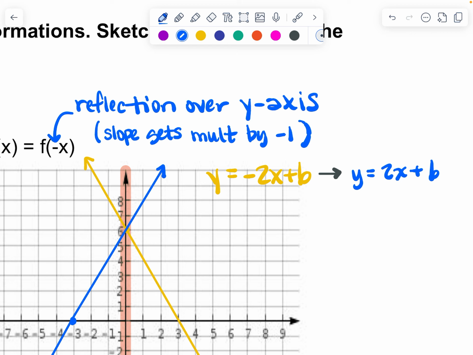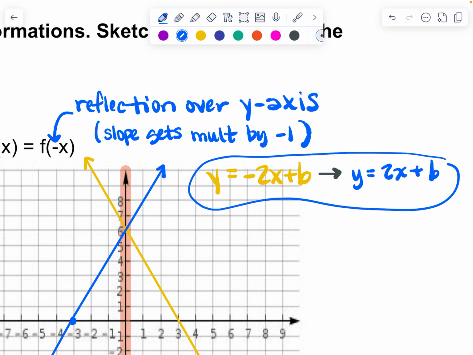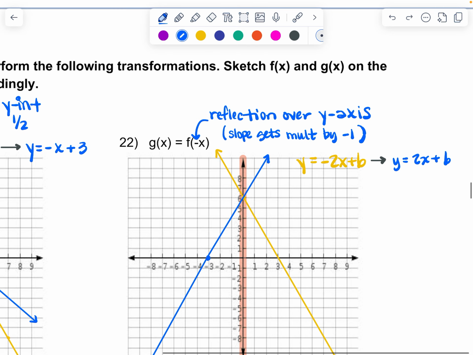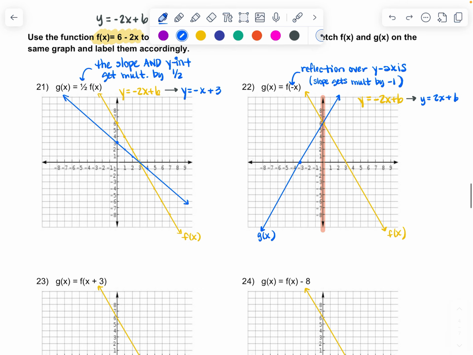The y-intercept is not changing. It's still going to be a positive 6, but the slope gets multiplied by a negative, right? And so if you'd rather manipulate the equation and then graph it, you can do that. Or if you can reflect a line over the y-axis, then just do that. So however far you want to take it is completely up to you.